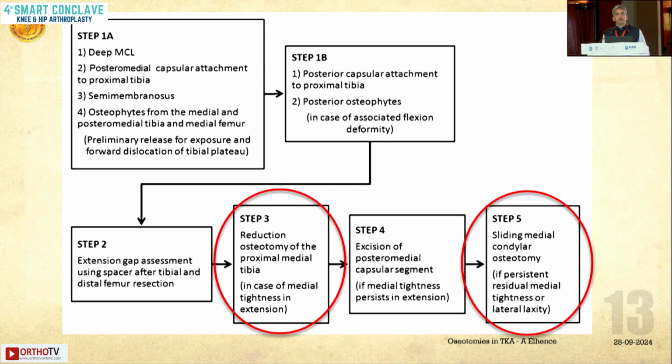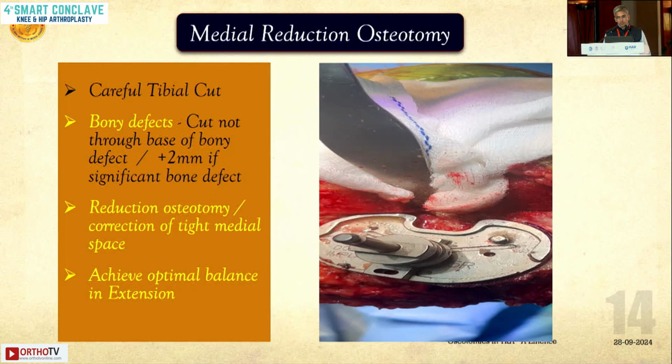So basically the standard protocol of releases of the deep MCL, the posteromedial capsular release, the semimembranosus release, taking off the osteophytes from the proximal medial tibia and the tenting osteophyte from the distal medial femur, basically runs into a problem when there is a medial lateral imbalance, and that is where your reduction osteotomies come into place.